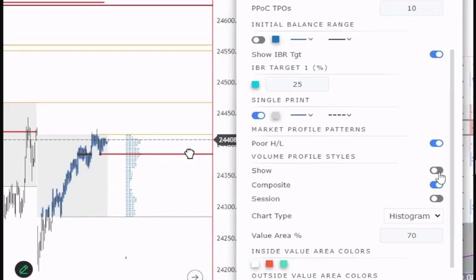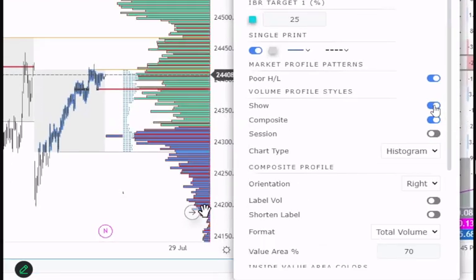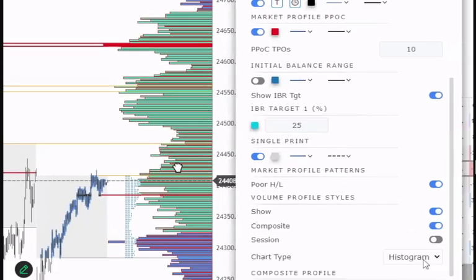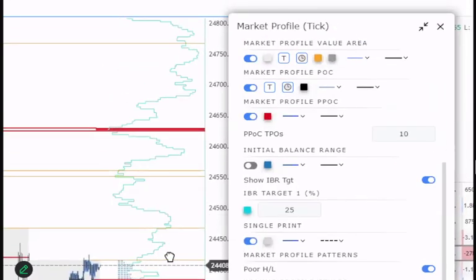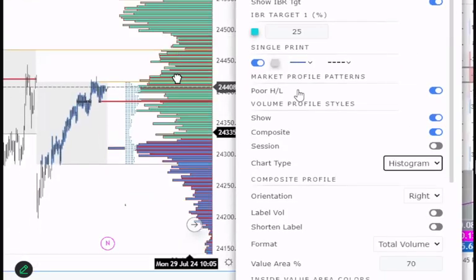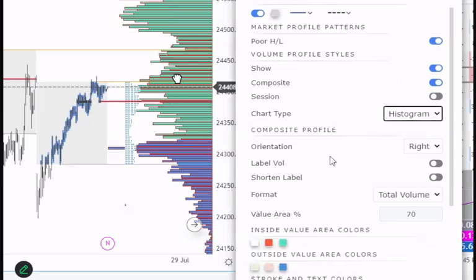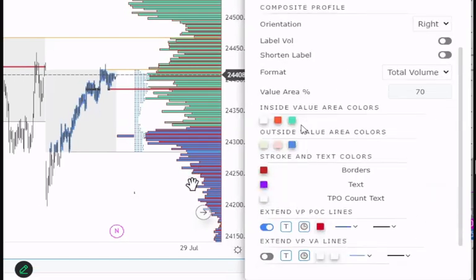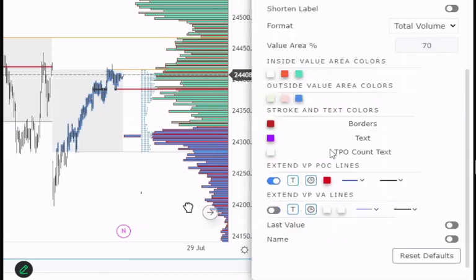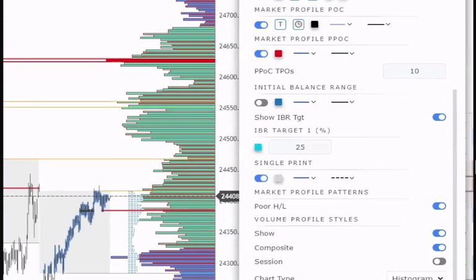If you want to see the composite, you can show the composite on the right side. I'm not able to completely see it because of the color settings, but here is the composite. You can change the color of that. You can choose the type of how you want to see it: linear, step, etc. Normally, linear histogram is the most common. Then you can do the color selections here, inside and outside value area. Those sorts of things you can do. I think these are the typical settings of the volume profile and market profile chart.